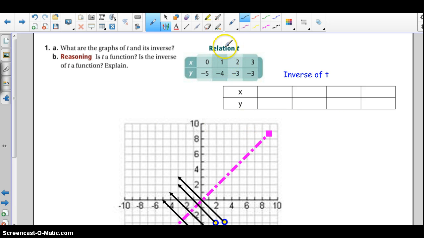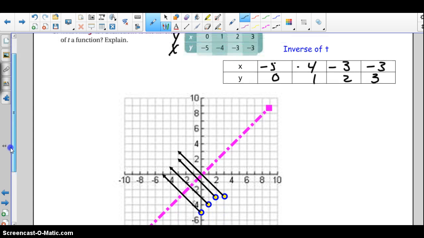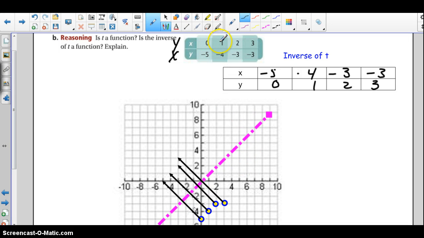Let's take a look at this relation t, and we want to find the inverse of t. Well, here are our x values and our y values. Again, the inverse, switch out the x's and y's. So really this is going to become y, and that's going to become x. So let's fill in all the x values, and then put in all the new y values. Let's take a look at the graphical or the pictorial representation of this. We've gone from 0, -5, 1, -4, 2, -3, 3, -3 to these new points here.